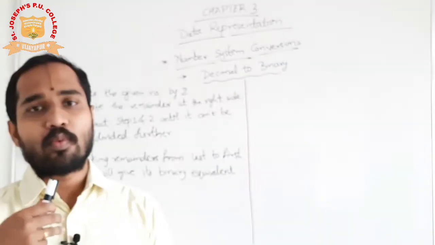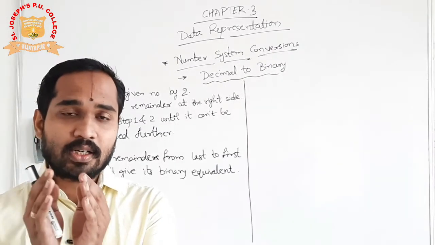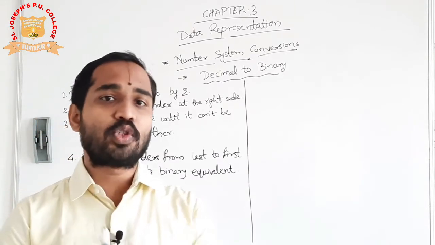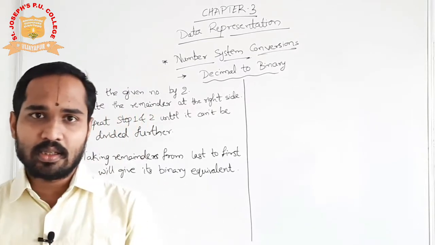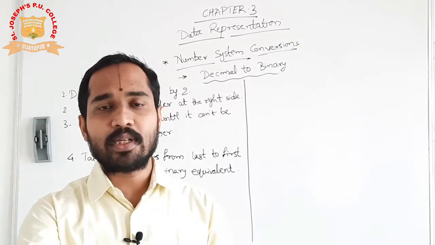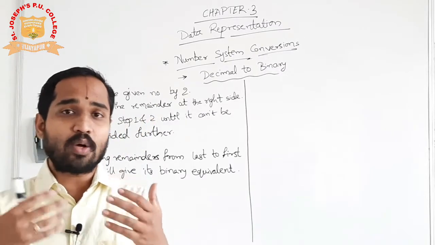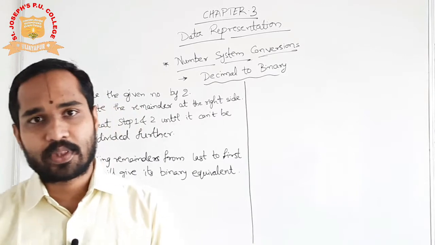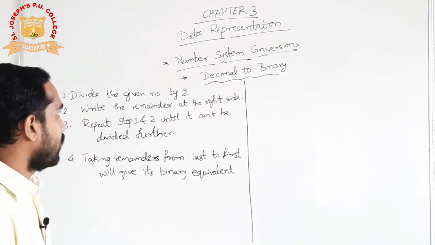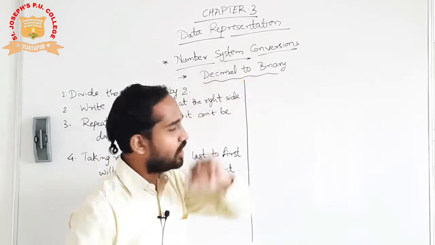So, what's next? The next is how to convert these mutually. Means, how to convert the decimal number to binary, or binary to hexadecimal, or octal to decimal. Like this, we have to now learn the conversions of the number system. Are you ready for that? Okay, so let us now first go through decimal to binary conversion.